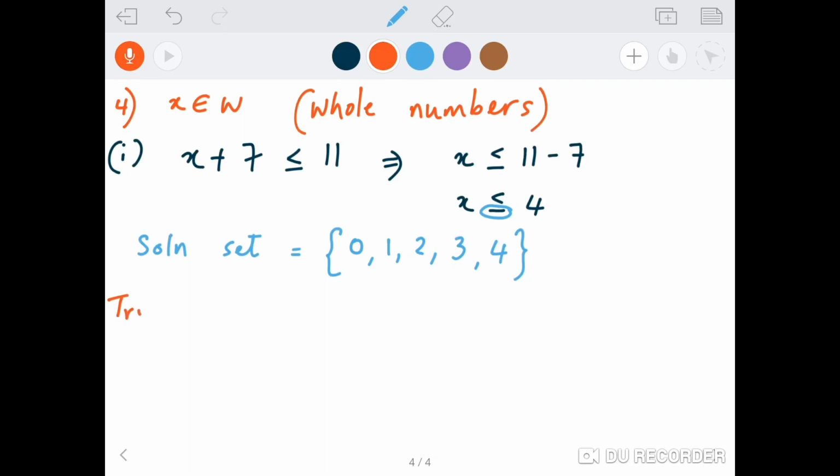Now for the second one, it's a very simple problem. I want you to try that on your own. You can pause the video at this point in time. Just move the terms around and see if you're able to understand it.